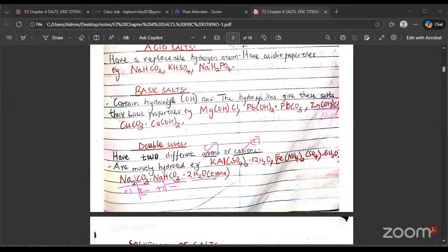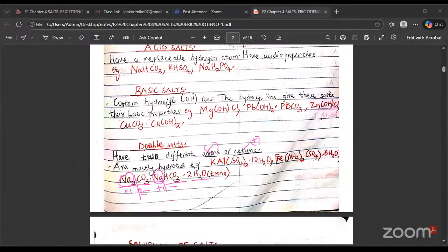Now, when you talk about different ions, as you can see, the sodium here and the sodium here is the same. Yes, it is the same. The sodium is sodium. So the cations in this case are the same.